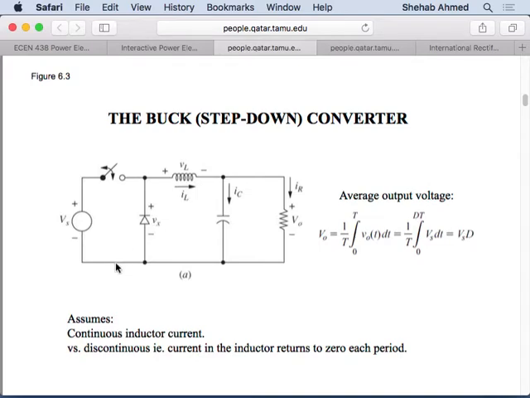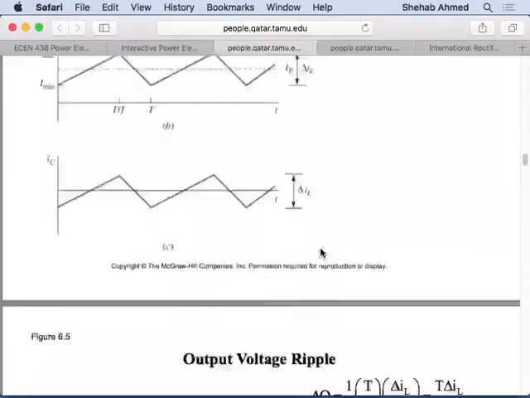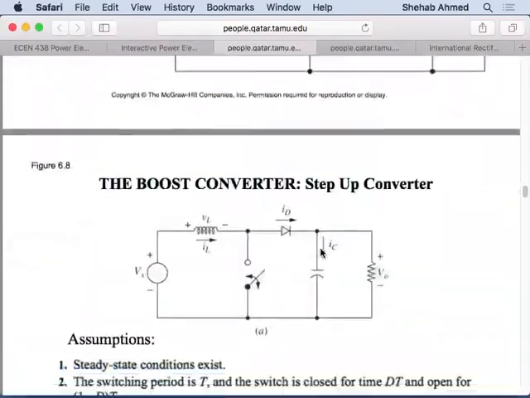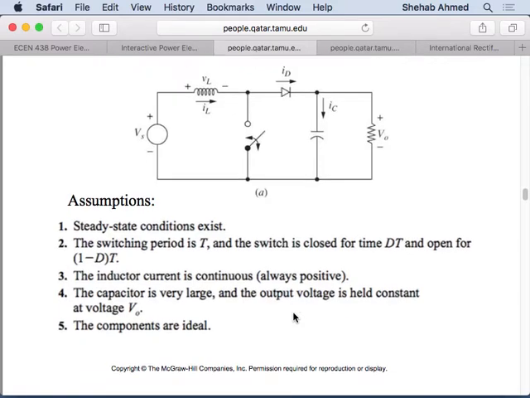So here, this is the circuitry. Before, this was the buck converter. We're at the boost converter now. The assumptions are the same as well. We're operating in steady state, and the switching period is T, and the switch is closed for a period of time DT and open for 1 minus D times T. Inductor current is continuous in this case. The capacitor is very large, and the output voltage is held constant at V output. The components are ideal. So all of the same assumptions here.